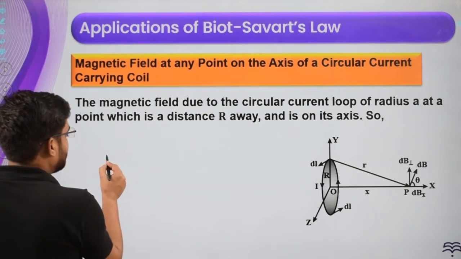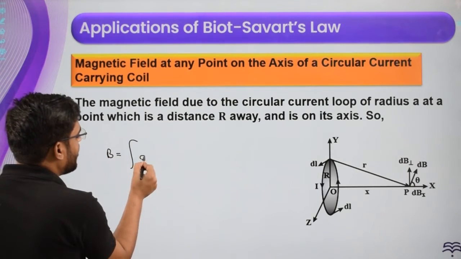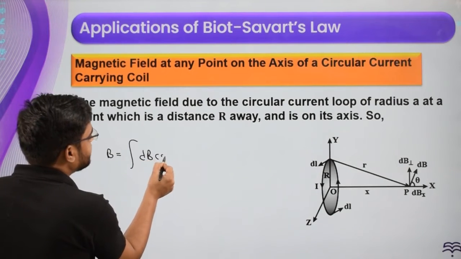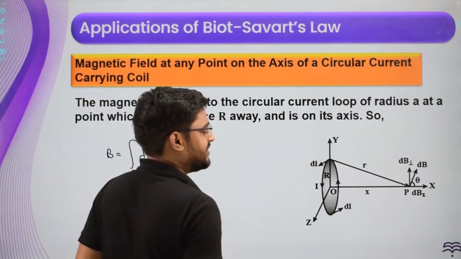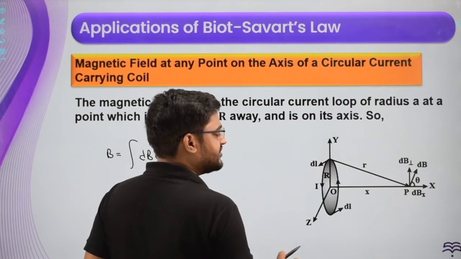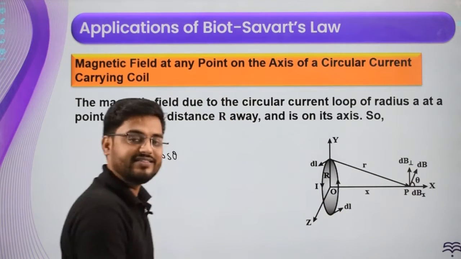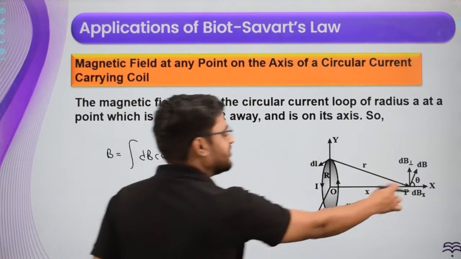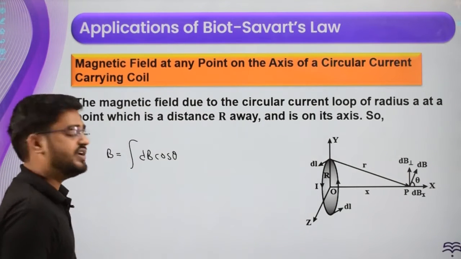So I will simply say that my total magnetic field is nothing but the integration of all dB cos theta. dB is the magnetic field produced by this element. There will be a lot of elements producing fields, and all are forming the same angle, because due to symmetry in 3D, it is symmetric about the x-axis. So I am just going to integrate all the dB cos theta.